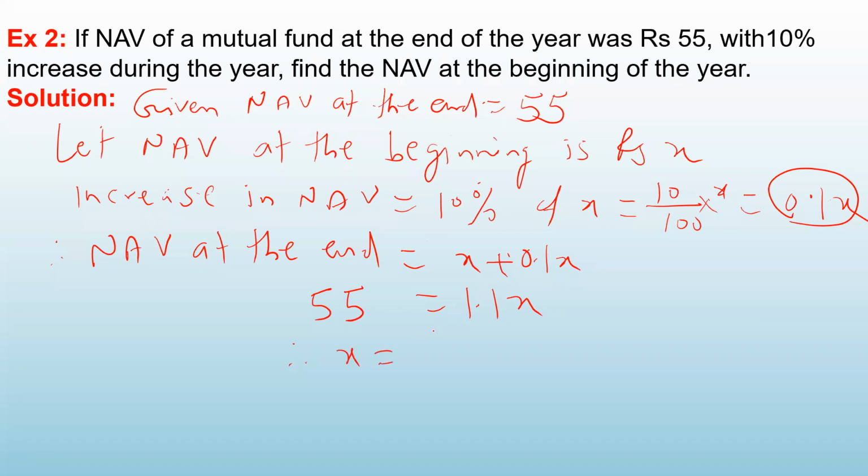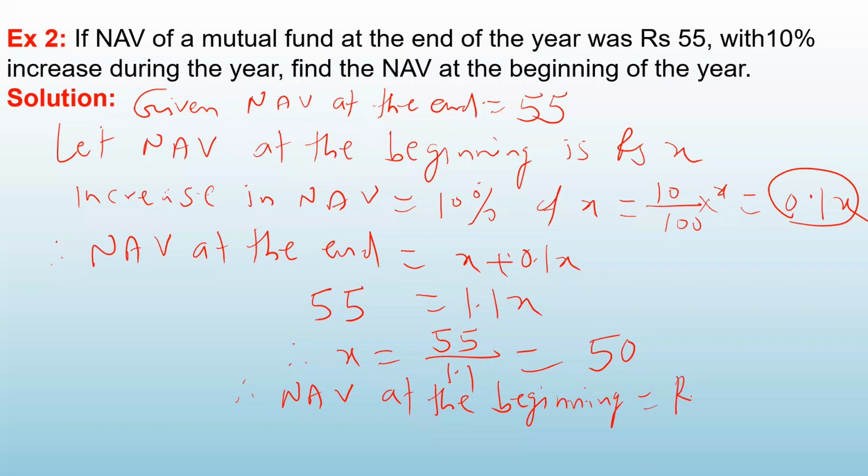So what is the value of X? 55 divided by 1.1. What is 55 divided by 1.1? 55 divided by 1.1 is equal to 50. That means X का value आ गया 50. That means the NAV at the beginning is rupees 50. Okay.